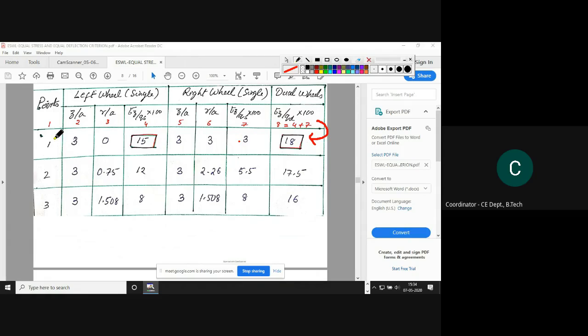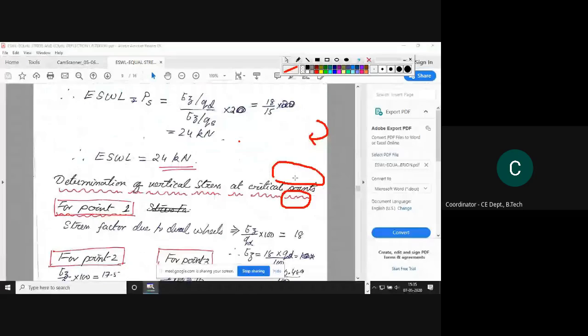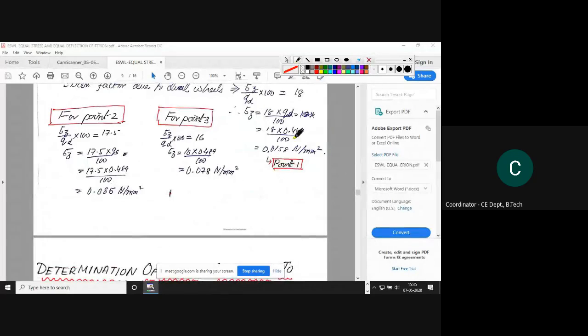As I said, sometimes they will ask you to find out this sigma z value for different points. That is sigma z1. If you have to find sigma z1, then we have to equate this equation with 18. If you have to find sigma z2, then we have to equate this equation with this one. Okay. And again, if we have to find sigma z3 for point 3, then we have to equate this equation with 16. Okay. So after equating and solving, we are getting this corresponding sigma z1 is this much, sigma z2 is this much, and sigma z3 is this much. Clear?